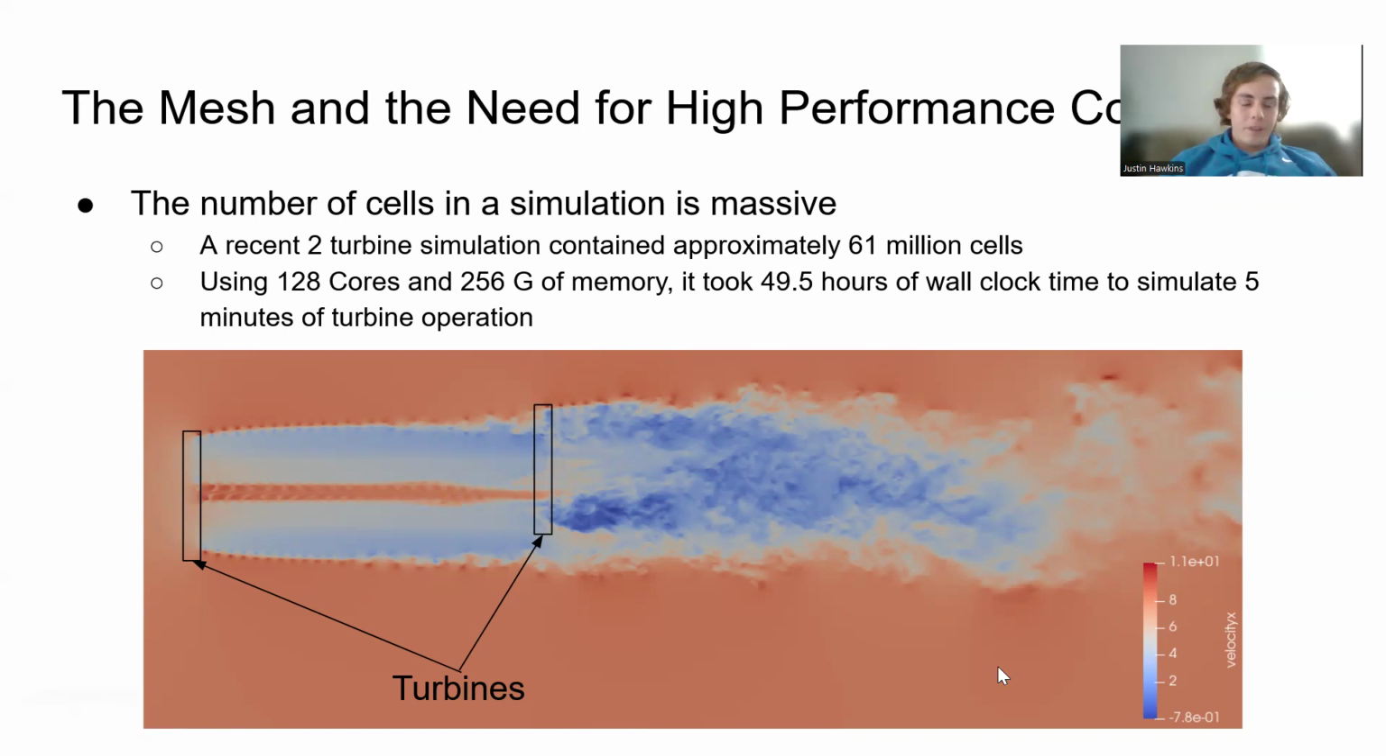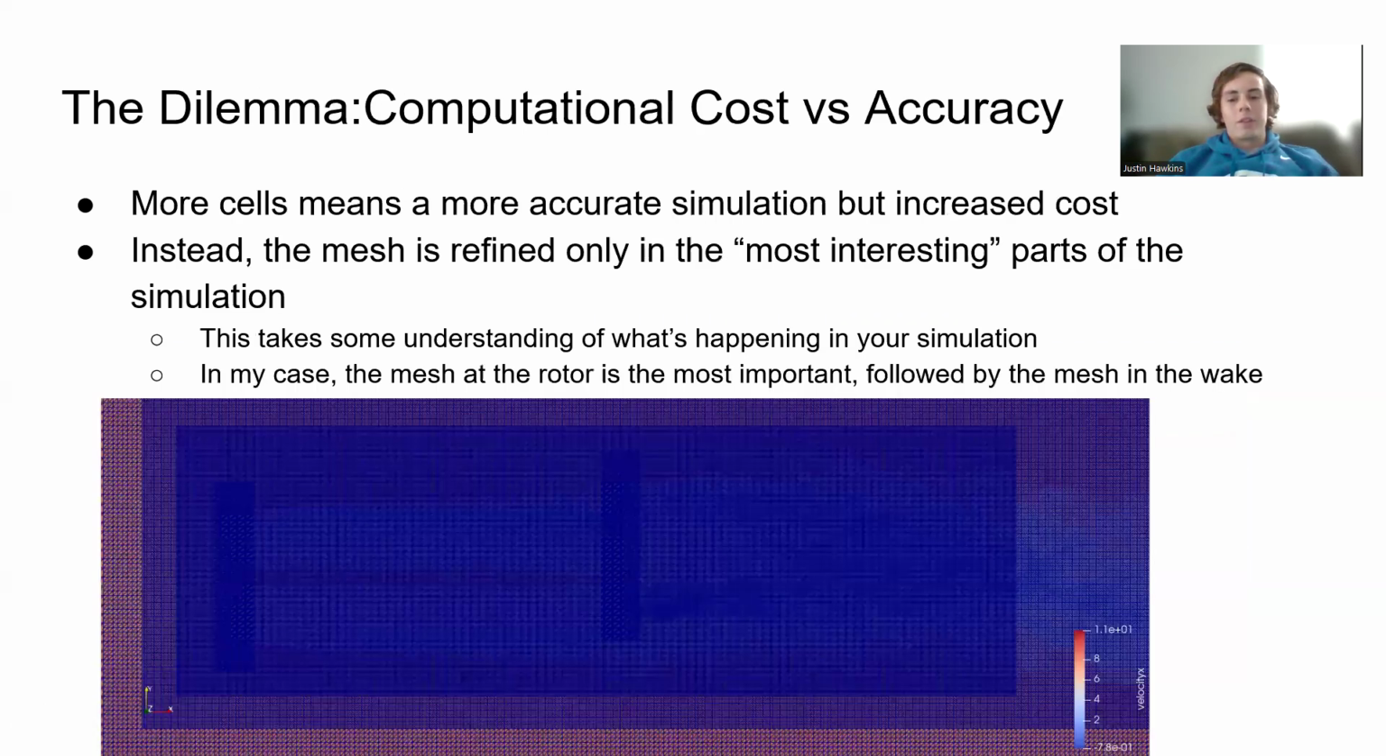So this simulation here is in 3 dimensions. It's just a two-dimensional slice, but it consisted of roughly 61 million cells. And for some perspective, using 128 cores and 256 gigabytes of memory, it took about 49 and a half hours of wall clock time to simulate 5 minutes of turbine operation. So it takes a lot to simulate these turbines, especially with the large number of cells needed to do so accurately. So that's something else I wanted to talk about, the dilemma of computational cost versus accuracy.